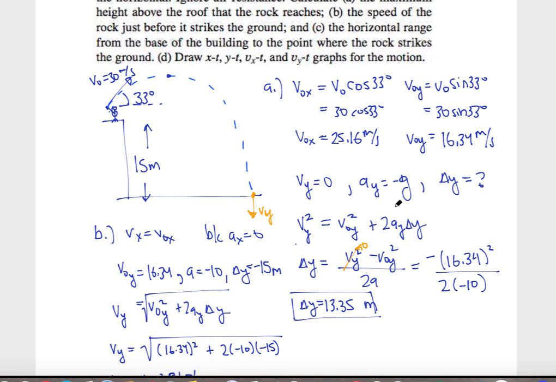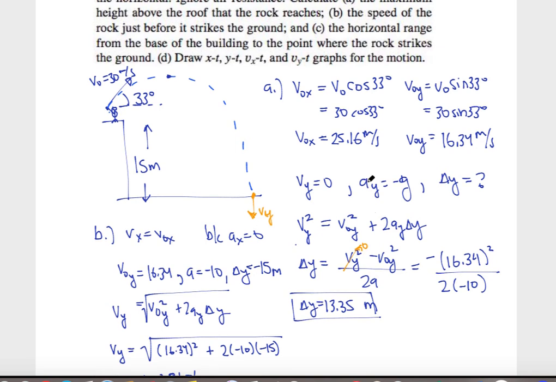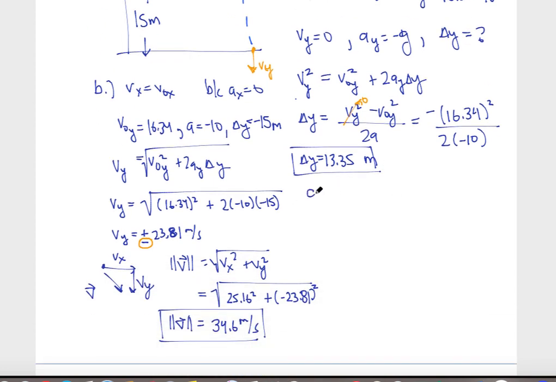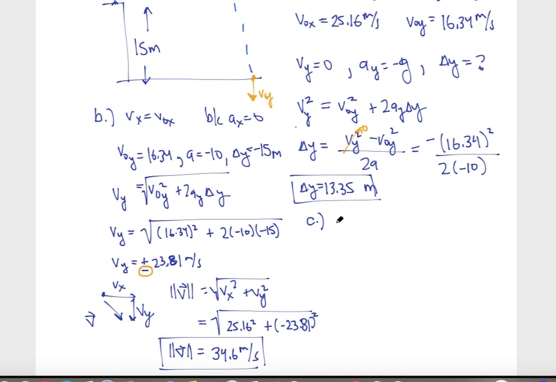So moving on, question C says the horizontal range from the base of the building to the point where the rock strikes the ground. We don't have enough information to use the third kinematic equation for this. So we actually need to use the second kinematic equation, which is x equals x naught plus v naught x times t plus 1/2 a_x t squared. Now the issue here is that in order to solve this and find our final x position, we actually need to find a value for time.